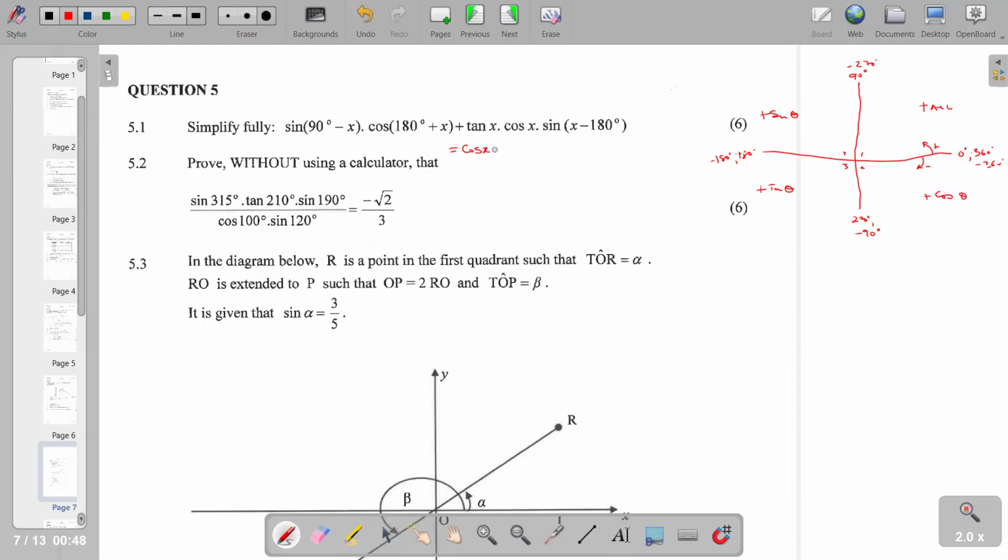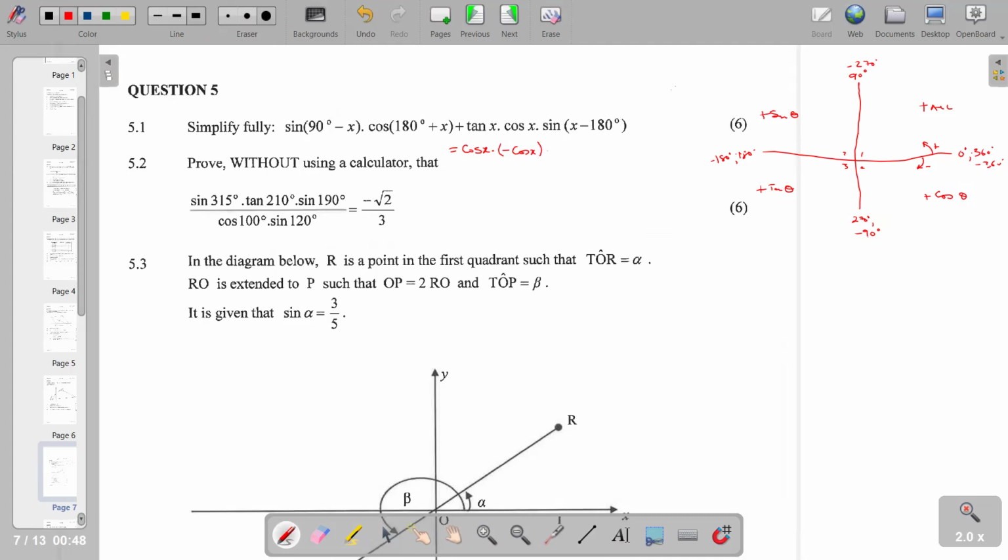Then we say multiplied by cos(180 plus x). Here it's our 180. 180 plus, so 180 plus is an anti-clockwise direction. We are going to be in the third quadrant. And what is the sign of cos in the third quadrant? It's negative. So here it's going to be negative cos x.